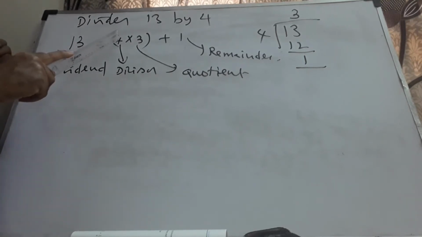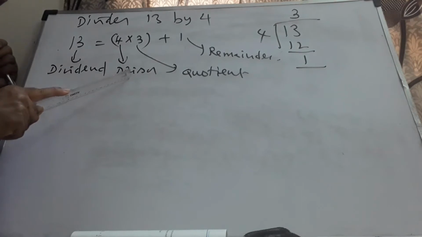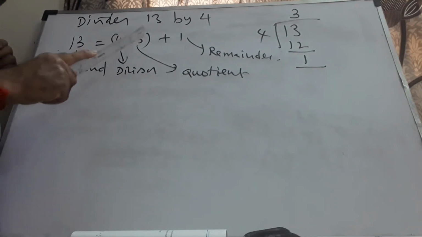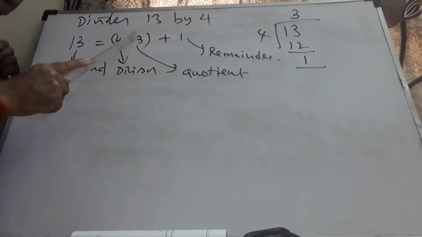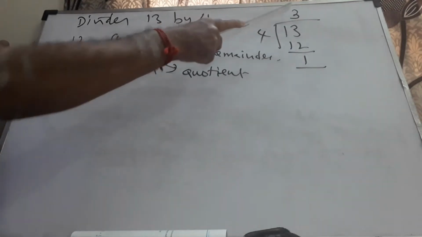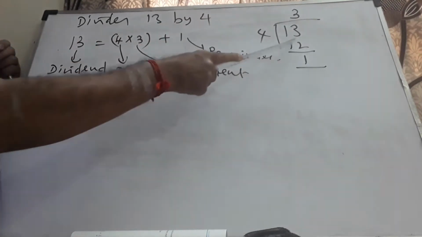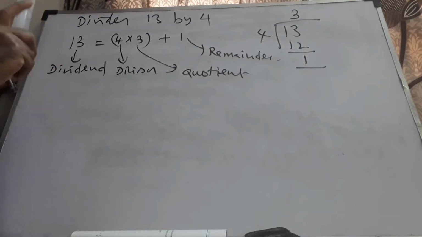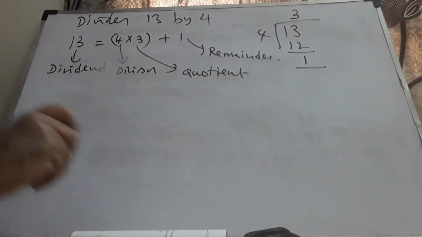The quantity by which we divide is called the divisor. How many 4s are there? You might have found out at the beginning. That is called the quotient. And what you get at the end after subtraction is called the remainder. Therefore, that's applicable for any such case.